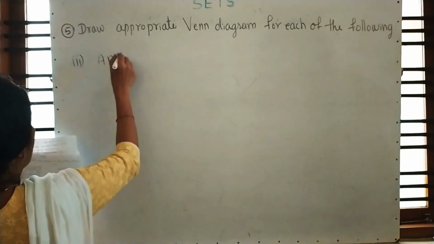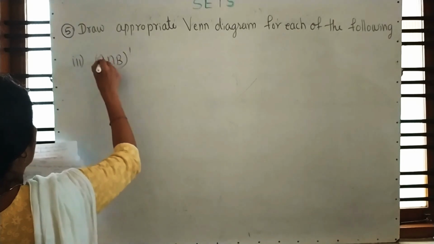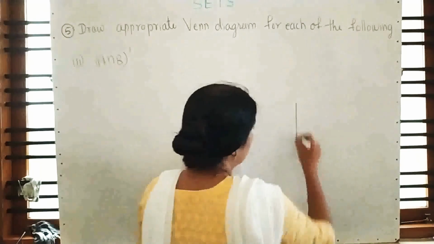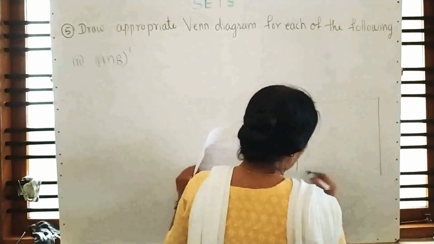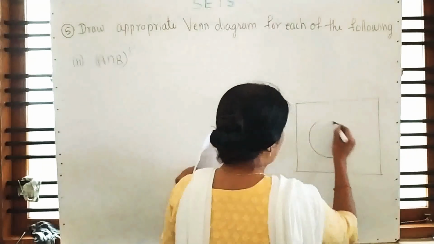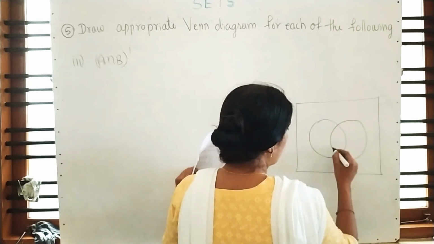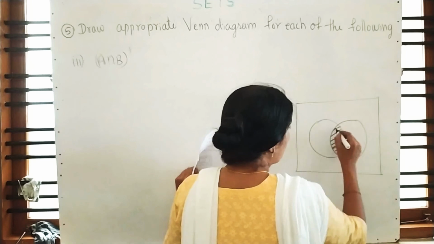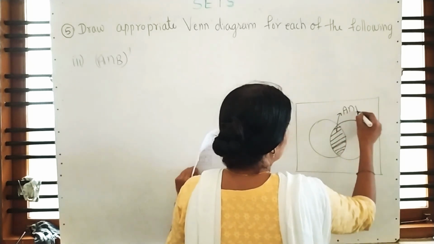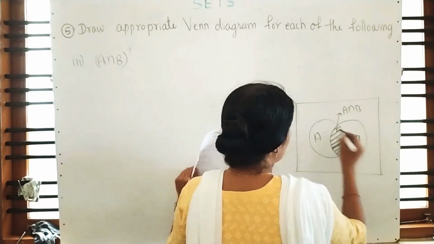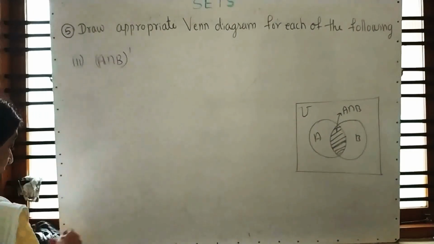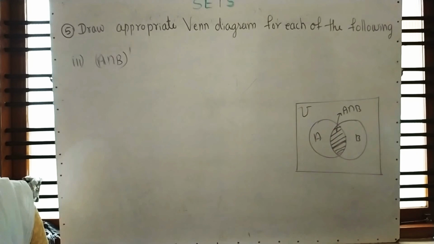A intersection B complement. So already you are familiar with A intersection B. See again for your reference. This is set A, this is set B. Only this part is intersection. Only this part is A intersection B. This is A, this is B, this is universal set. Leave only that part and mark all the remaining points. That is its complement.